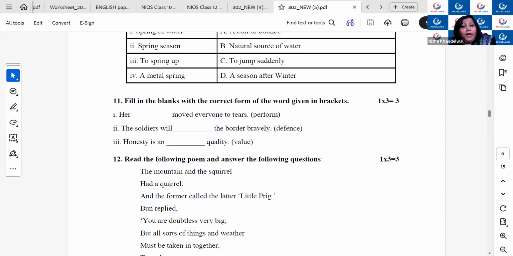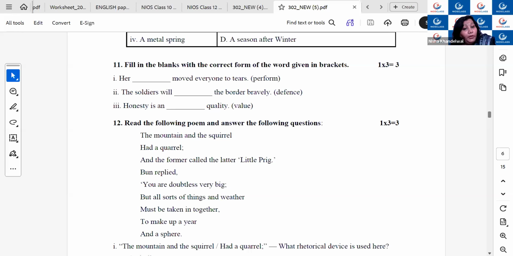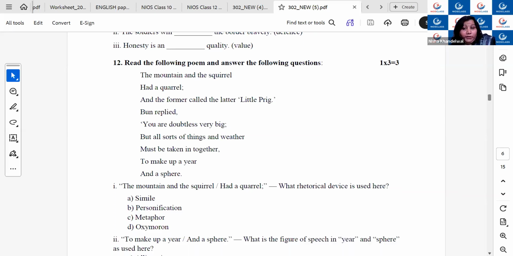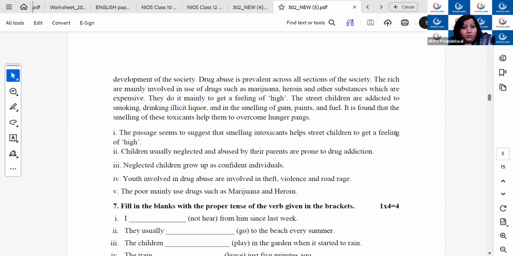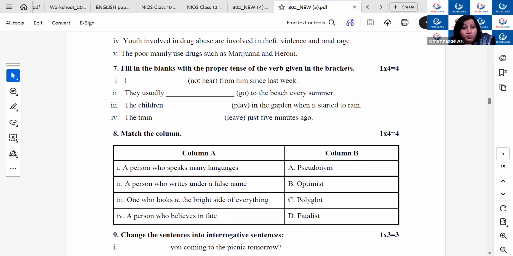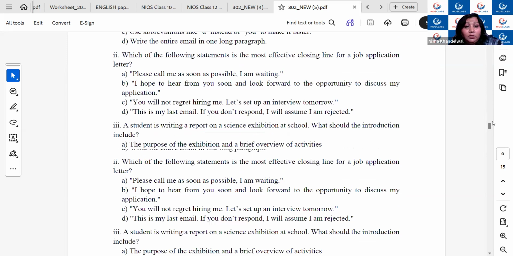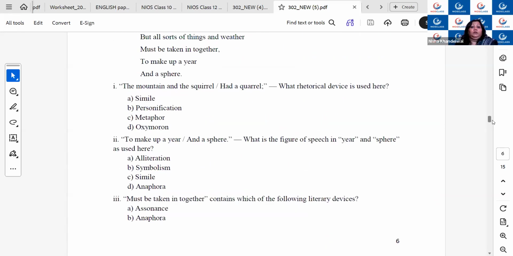Okay, then we have poetry. In poetry, again, you read and you answer all the objectives. In this, they can ask you, like, here it is written simile, anaphora, symbolism, alliteration, that we have already discussed in the classes.